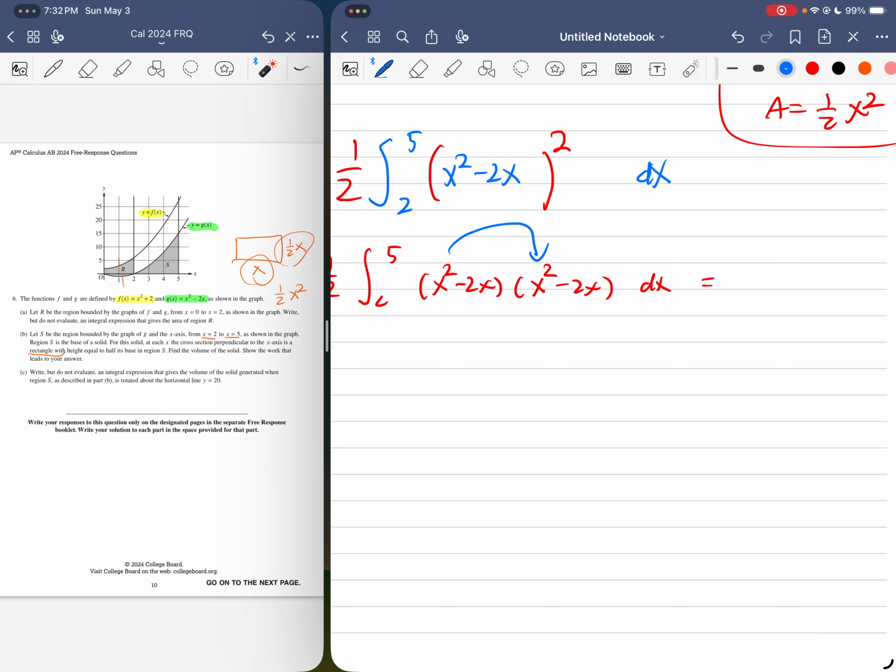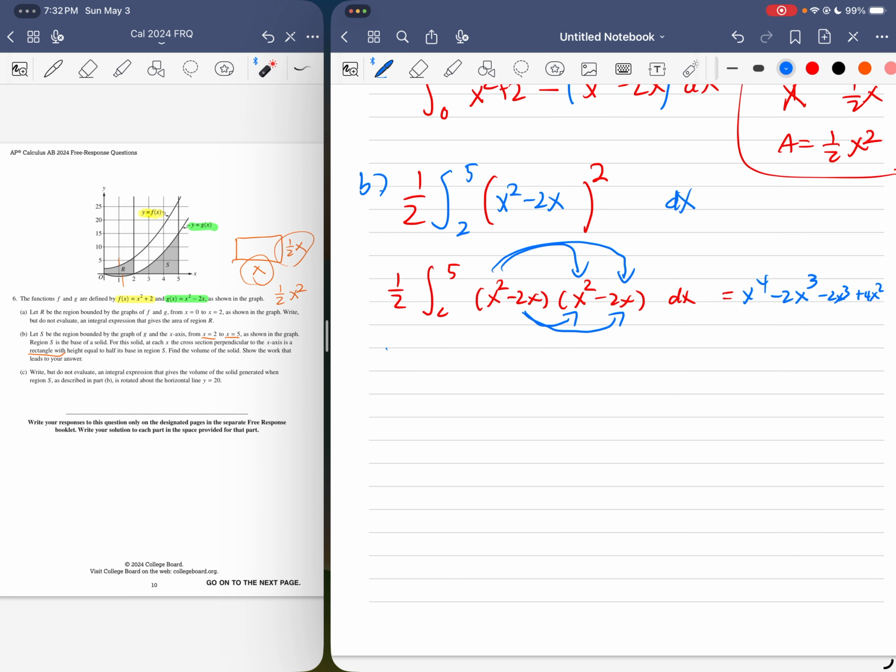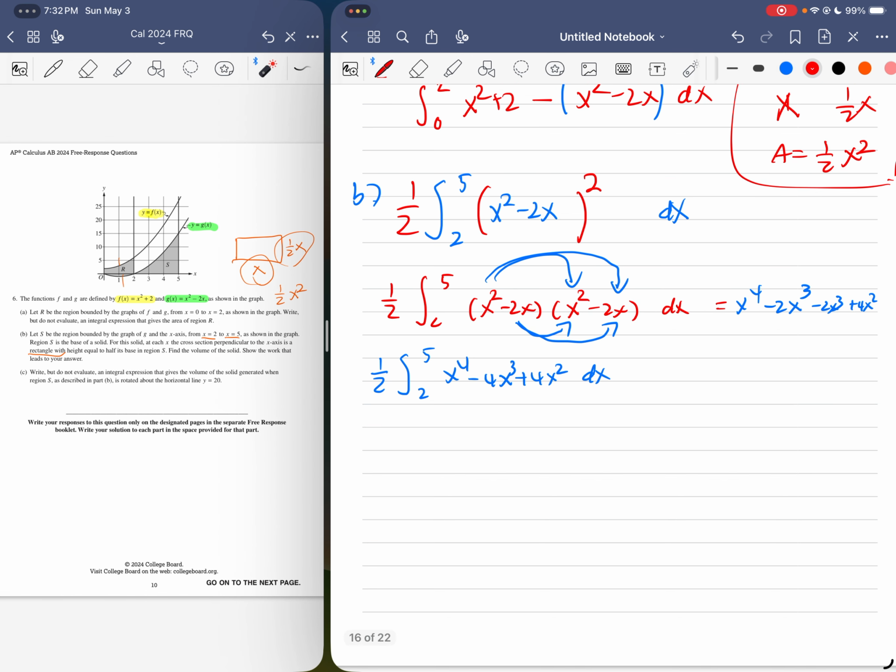x times x squared is x to the 4th power. x squared times negative 2x is negative 2x to the 3rd power. Negative 2x times x squared is negative 2x to the 3rd power. Negative 2x times negative 2x is a positive 4x squared. So this is the same thing as 1/2 integral from 2 to 5 of x to the 4th power minus 4x to the 3rd power plus 4x squared dx. I just combined these two, in case you don't know where I got the negative 4 from.